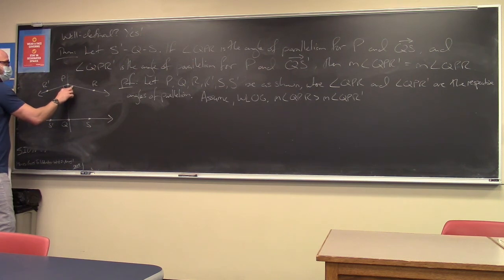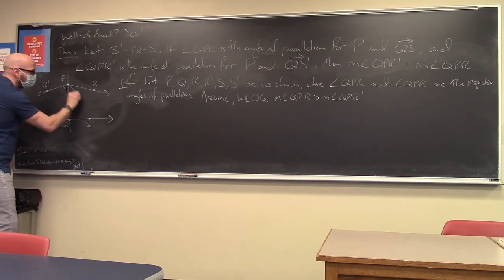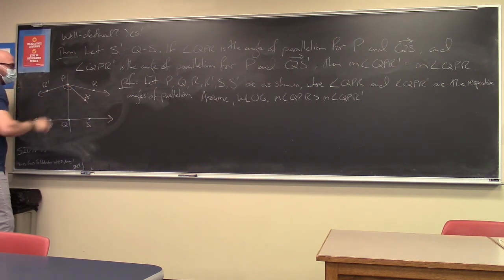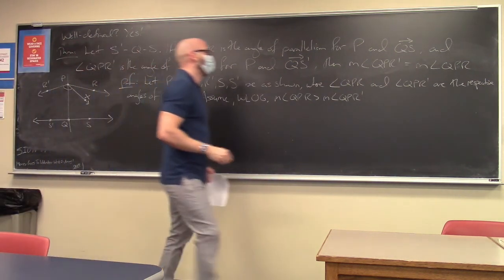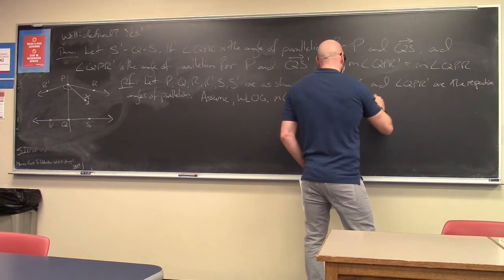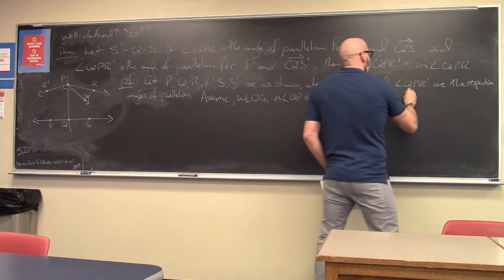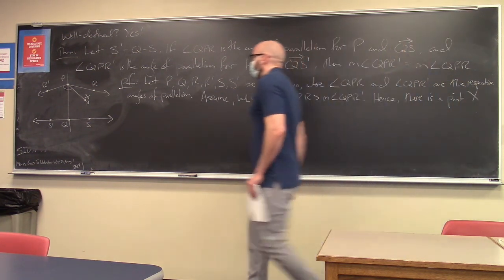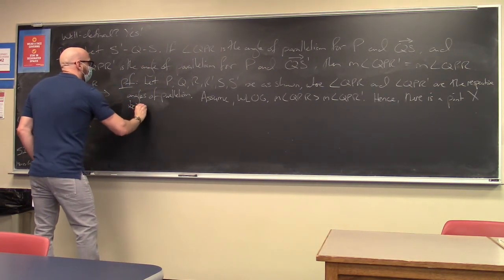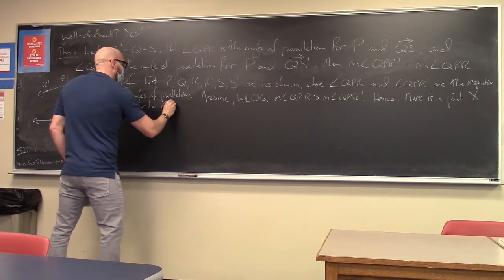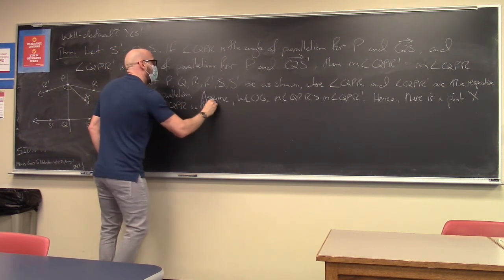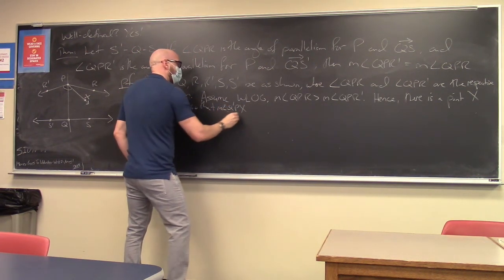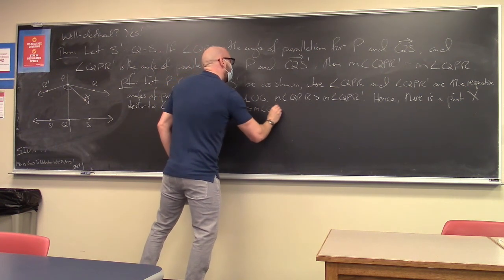What does that mean? If this one's bigger, then I can choose a point interior to this angle so that those two angles are the same now, right? So, hence, there's a point X interior to angle QPR, so that the measure of angle QPX is equal to the measure of angle QPR prime.